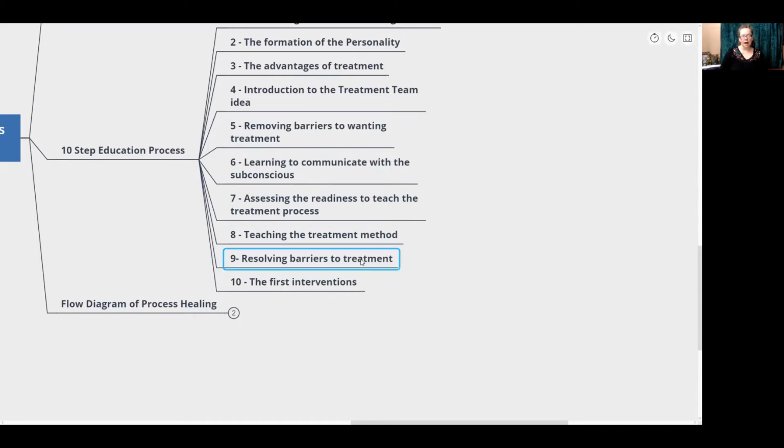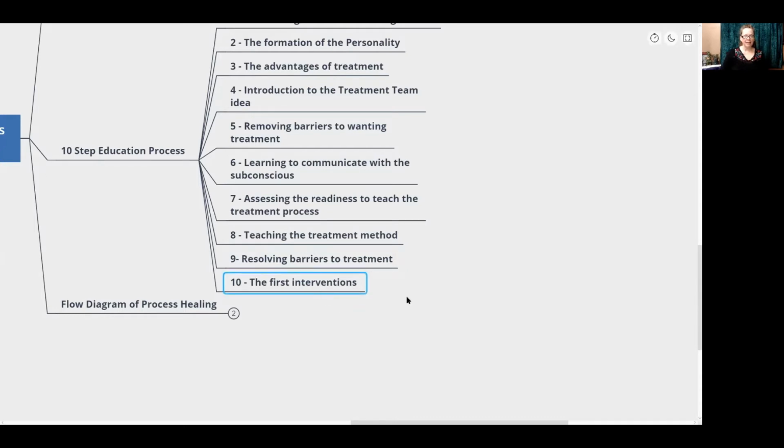And then step number 9 is resolving barriers to treatment. So sometimes there might be parts or aspects of the personality who do not want to become active during the education process. So when they become active or wake up later, they might become a barrier to treatment. Sometimes you're going through the process, everyone's on board, and then another aspect or part will wake up from the unconscious into the conscious. And once it wakes up, it could become a barrier to treatment. So this section in 9 identifies and provides solutions for beliefs and other issues that are the reasons an aspect or a part may have for not wanting treatment.